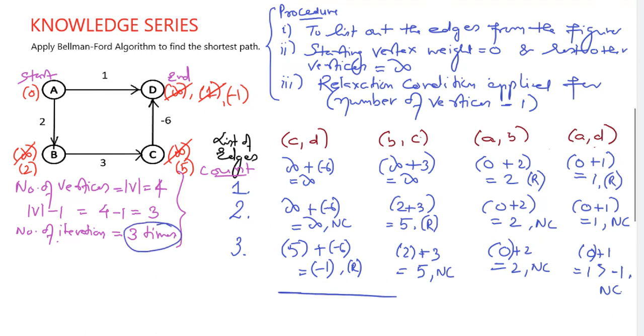So we got the final weights as 0, 2, 5, and minus 1. This is how we solve the Bellman-Ford algorithm using a tabular form, where we assign the link conditions as well as the weight conditions to solve this numerical problem.